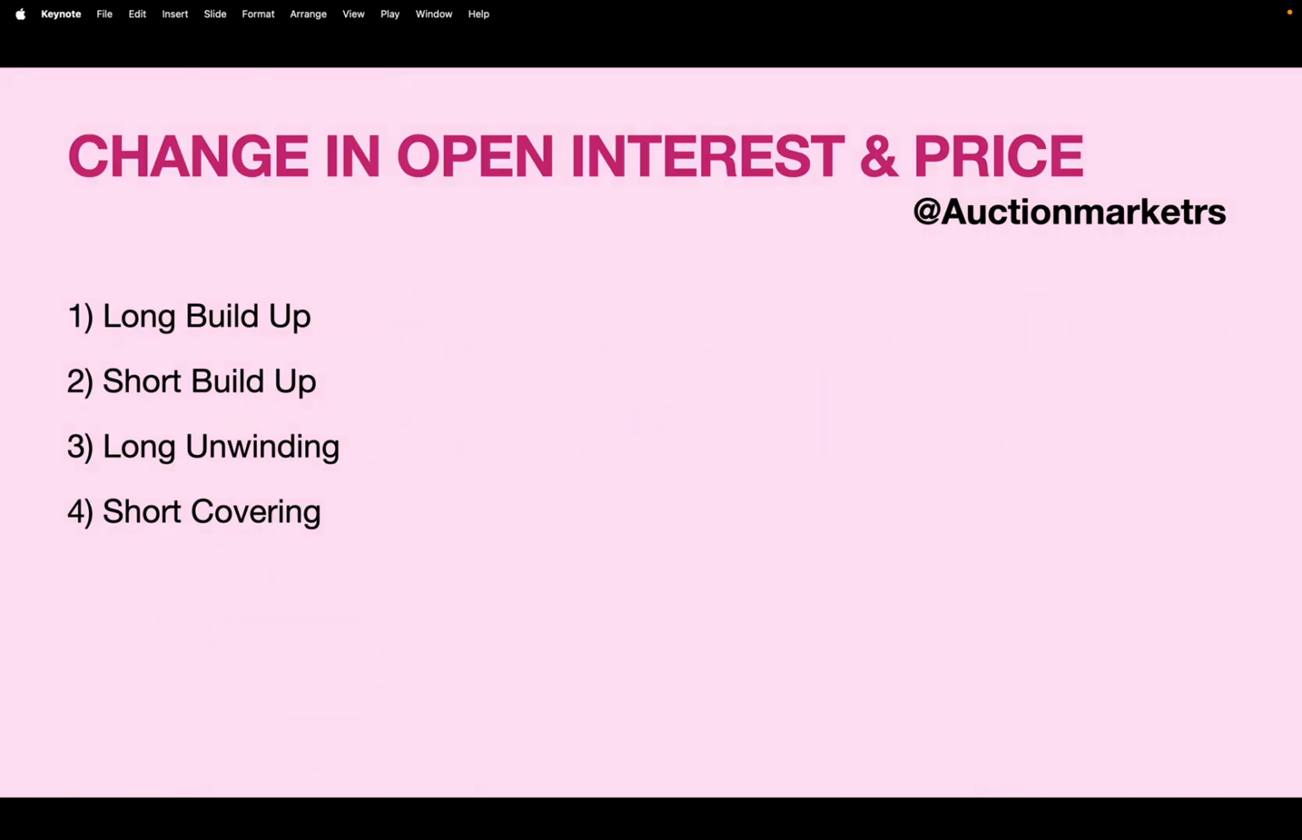This is a very basic concept, but I have seen that people are not aware of it. You might have watched a couple of news channels where they say that long buildup is happening, short buildup is happening, long unwinding is happening, short covering. Short covering, I think you have heard a lot in news analysis or on some YouTube channels. But what exactly is long buildup, short buildup, long unwinding, short covering? We'll try to explain it here.